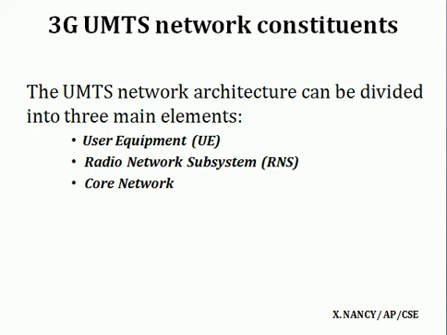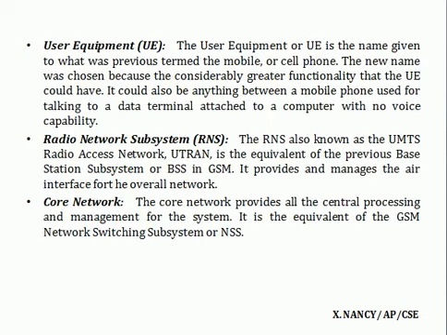We already know the usages of each network constituent in the network architecture. UE is the user equipment, whereas the RNS is to manage the air interface for the entire network. The core network is provided to manage all the central processing and management for the system. So all these three network components work under the UMTS. These three components are the main constituents of UMTS. Now we can move on with the user equipment in detail.